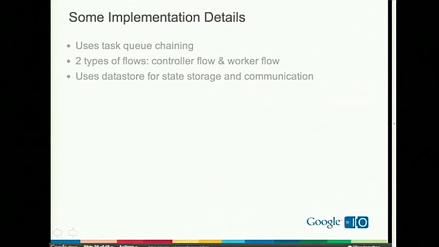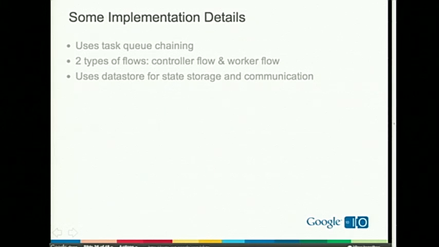Some implementation details: we're using task queue chaining to do all this stuff. And there are two types of flows inside. The first one is a controller flow. We have a separate task which oversees all the execution, all the statuses, log messages, whatever, and gathers information together, and helps to display the status page.